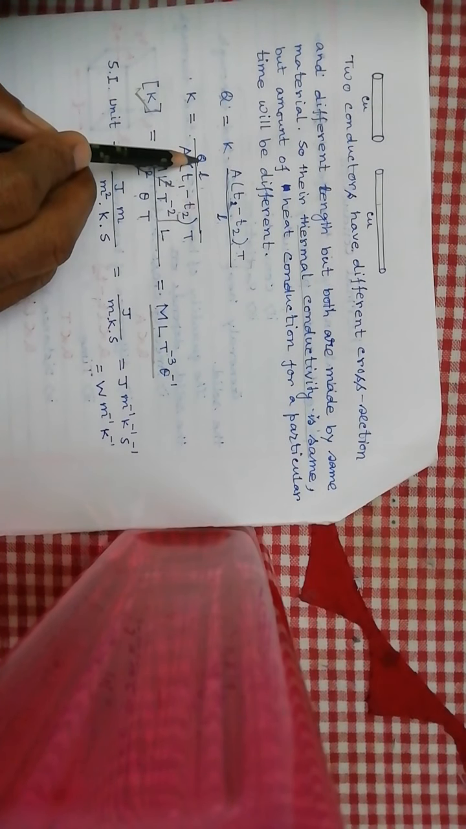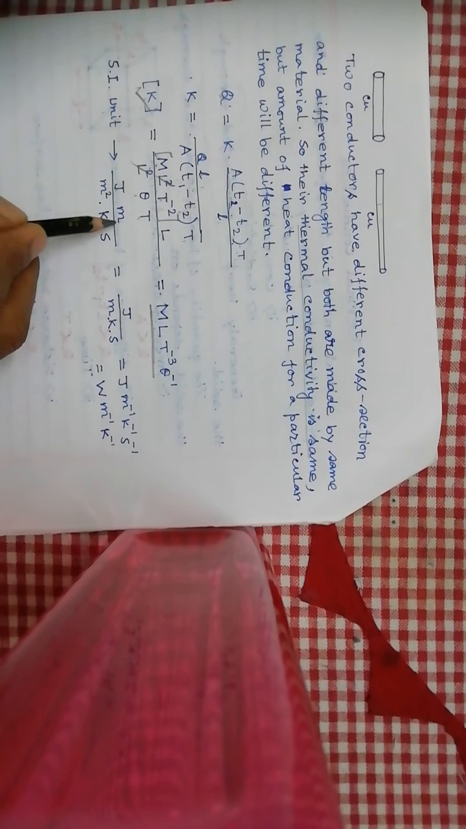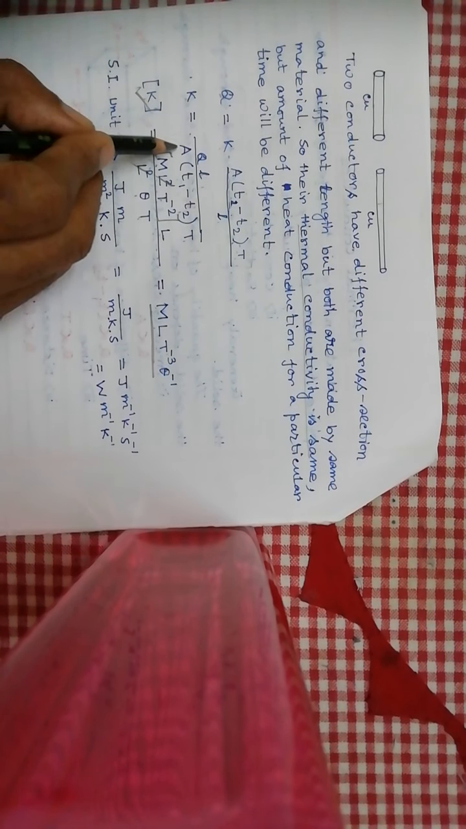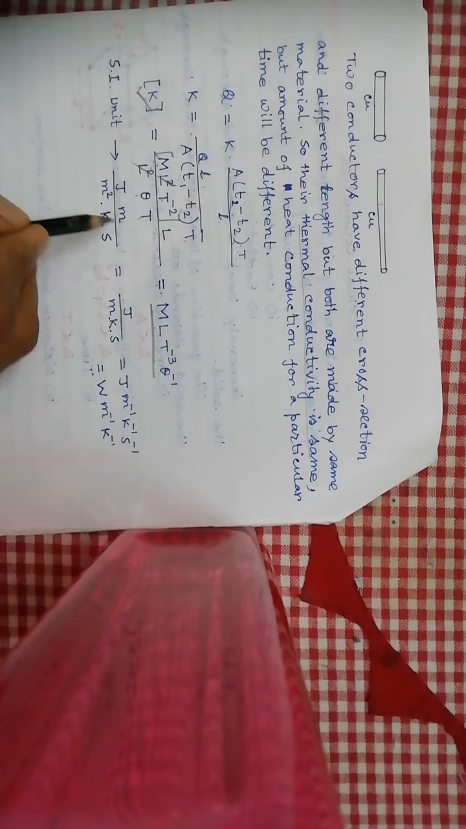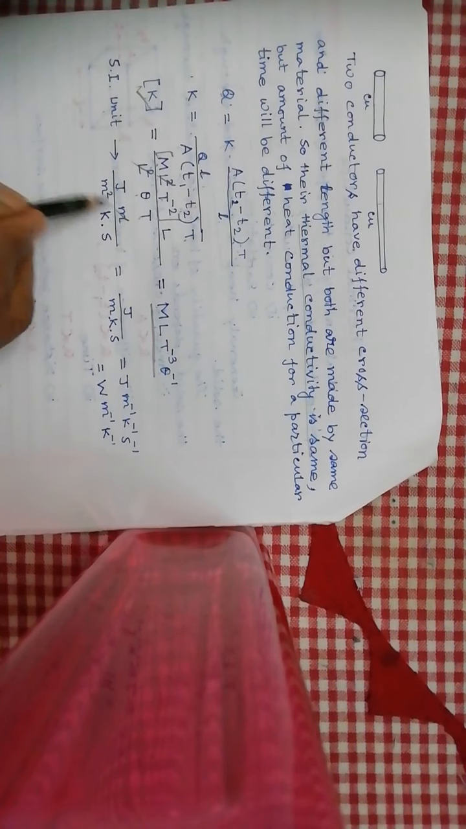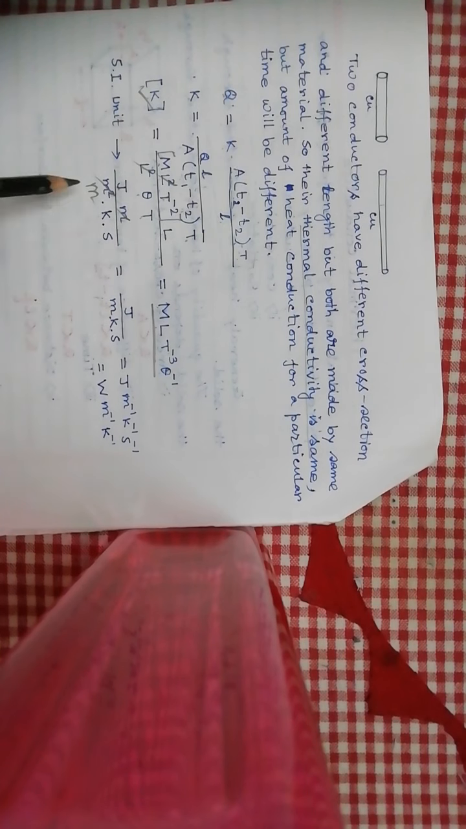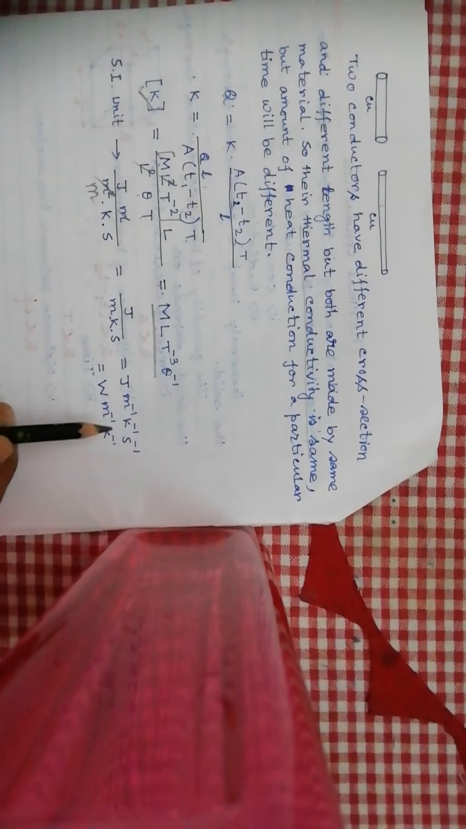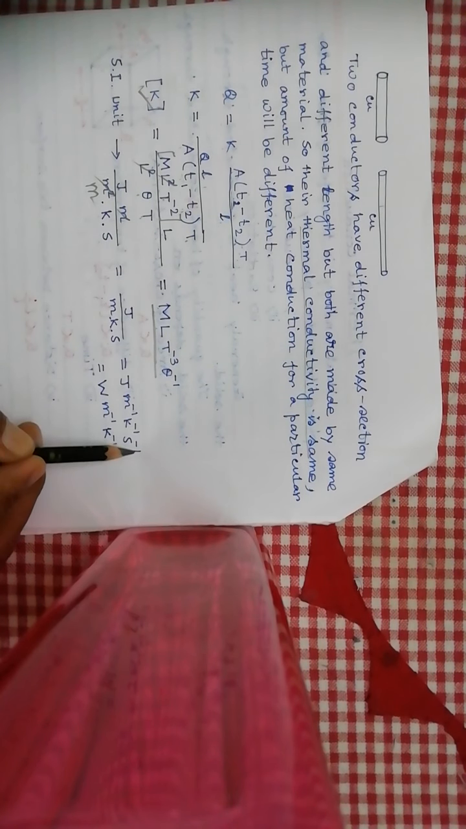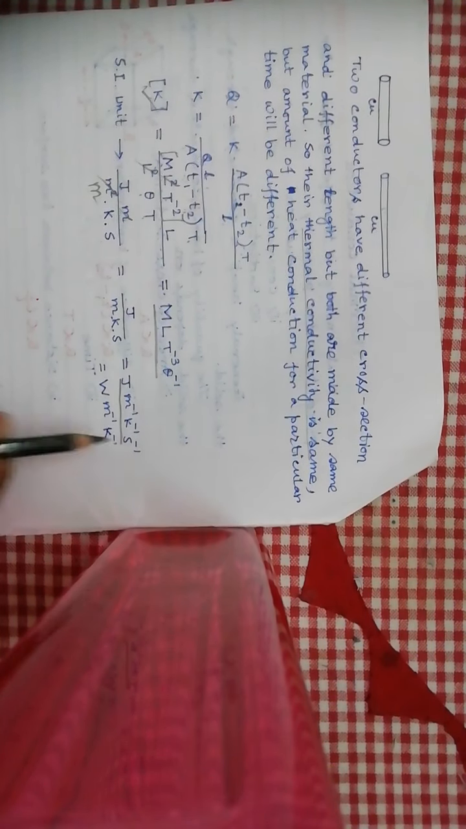Now the unit. Here the SI unit of heat energy is joule. Length, its SI unit is meter. Area, the SI unit is meter square. Temperature is Kelvin, and time is second. Here meter and meter square will cancel, it will be meter, so it will be joule by meter Kelvin second, that means joule m to the power minus 1, K to the power minus 1, and s to the power minus 1. This is the SI unit.